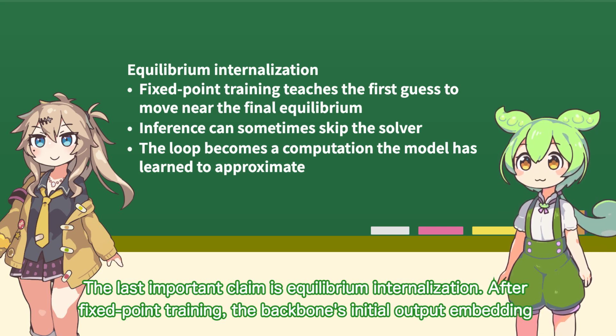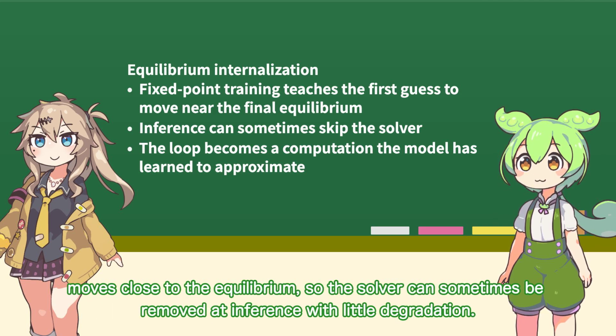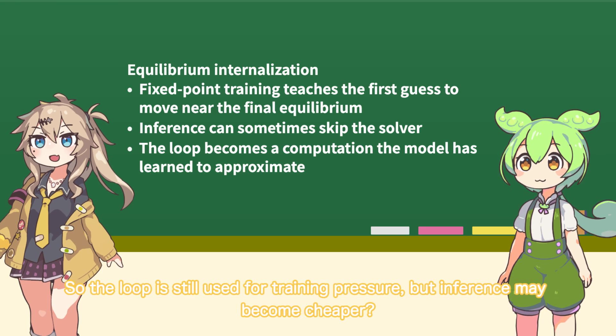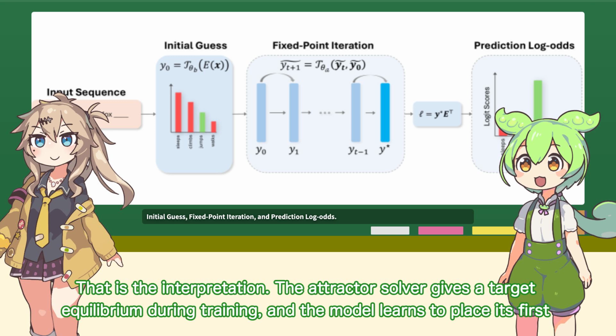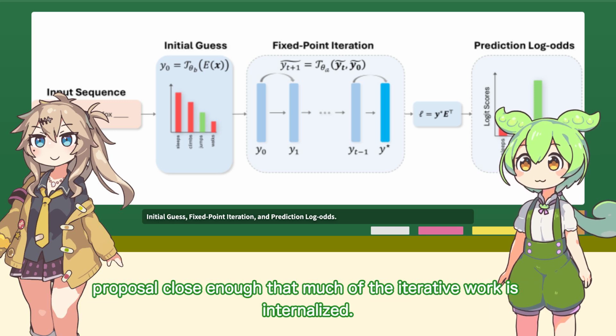After fixed point training, the backbone's initial output embedding moves close to the equilibrium, so the solver can sometimes be removed at inference with little degradation. So the loop is still used for training, but inference may become cheaper. That is the interpretation. The attractor solver gives a target equilibrium during training, and the model learns to place its first proposal close enough that much of the iterative work is internalized.